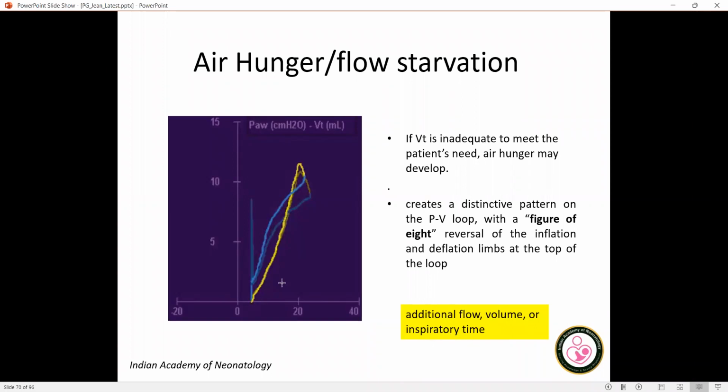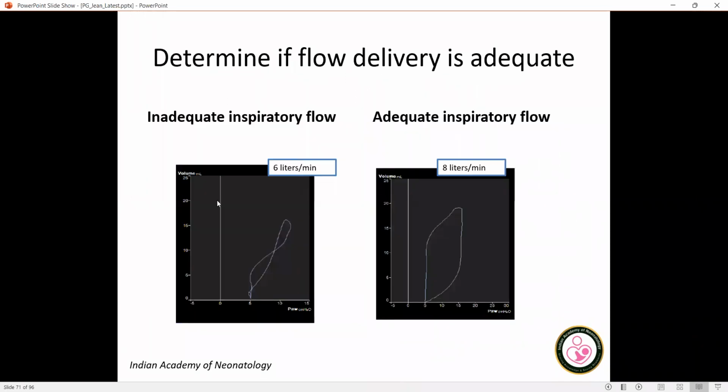So what do we have to give? We have to give additional flow, additional volume, and prolong the inspiratory time, so that the flow starvation will be reduced. So there is a flow starvation with a figure of eight appearance. When we increase the flow from 6 liters to 8 liters, the flow starvation has disappeared. So this is an adequate inspiratory flow. So from the pressure volume loop, we can also identify whether the flow delivery is adequate or not.